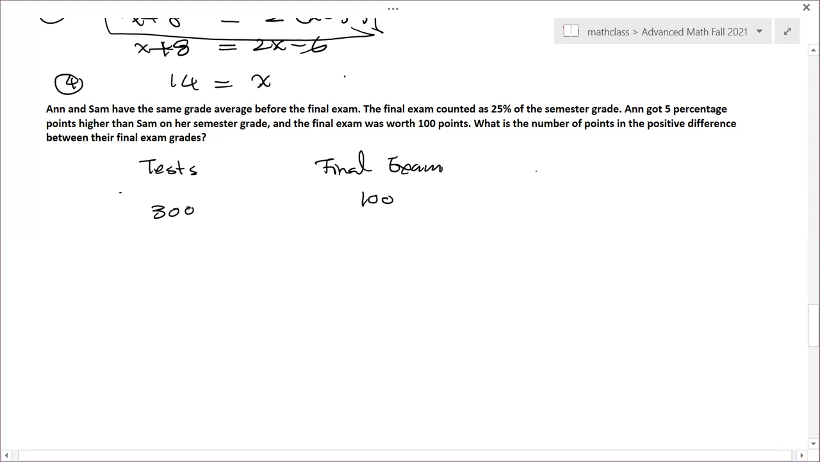Maybe there are 3 tests there, test 1, test 2, test 3. Or maybe there are 6 tests there, 50 points each. Usually tests have fewer points. Final exam has more points, right? Maybe there are 6 tests there, 6 quizzes for you now. So this is going to be 25% of semester grade, so 400, right? Clear? So that's my hint, right? So now, how to solve the problem? We're trying to figure it out.